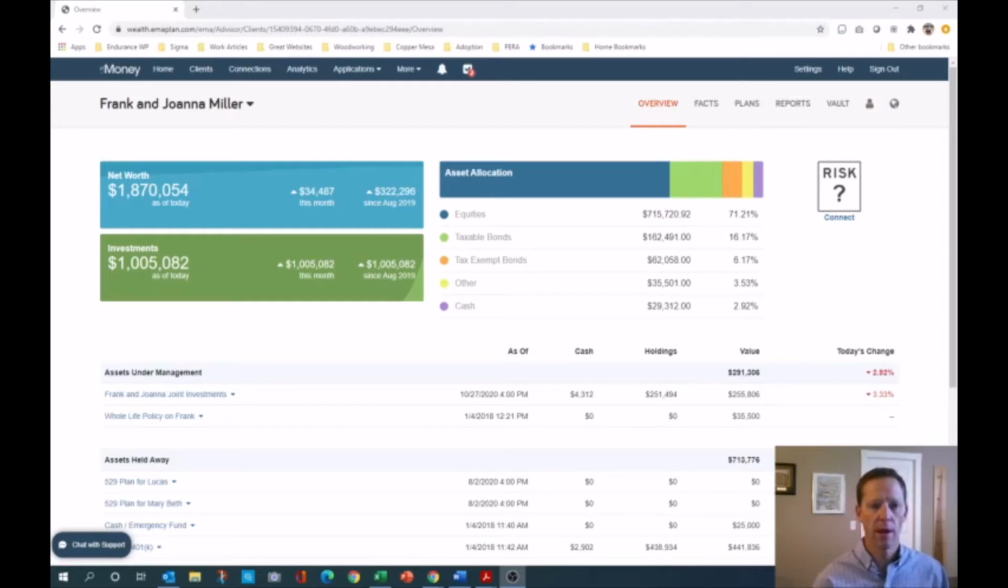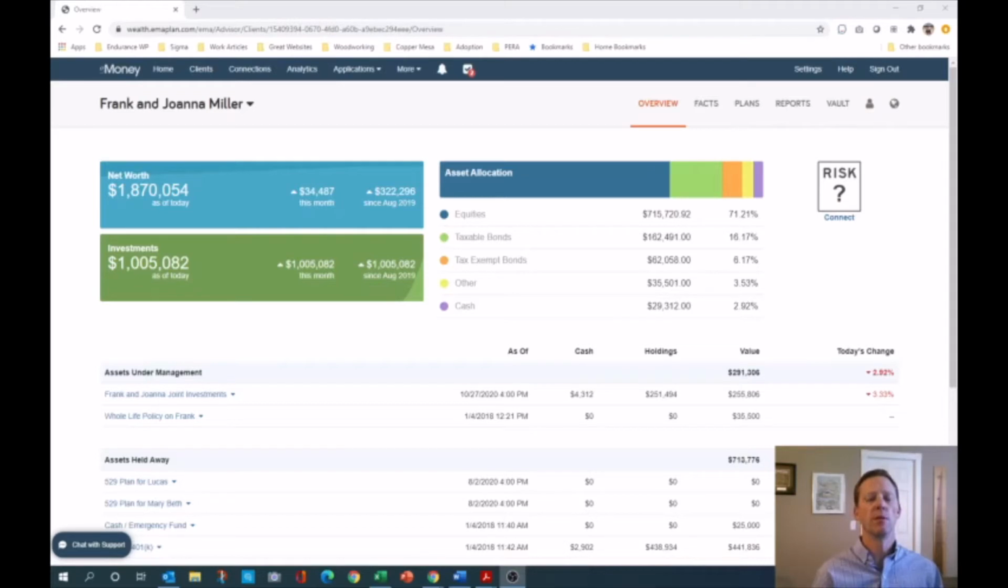So let's go ahead here, and we have Frank and Joanna Miller. This is a sample client, and they're doing pretty well, it looks like, on paper, with about $1 million invested and close to $2 million of net worth. What we want to see is if they are able to retire based on their goals and how they want to live the rest of their life. So let's go ahead and look.